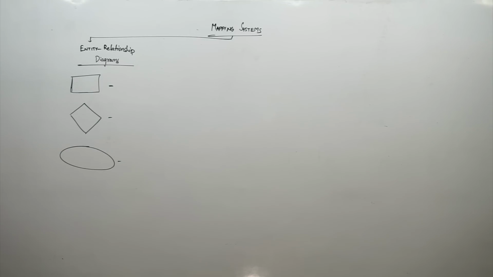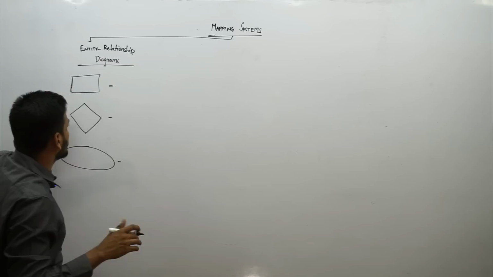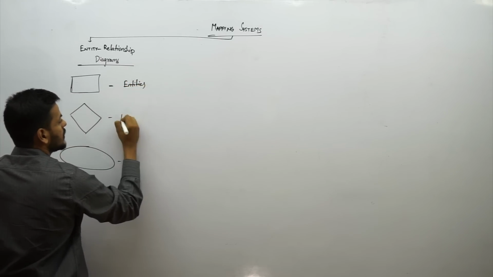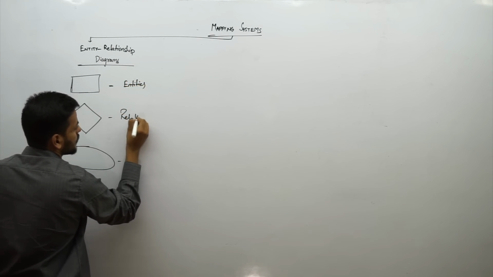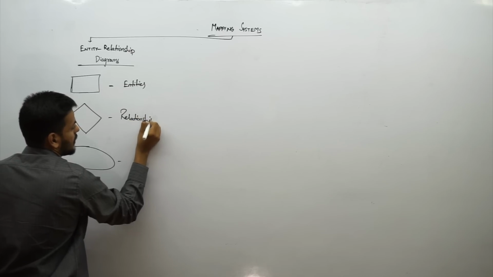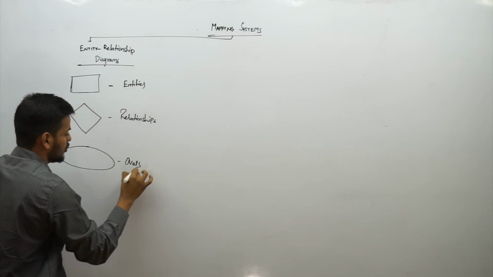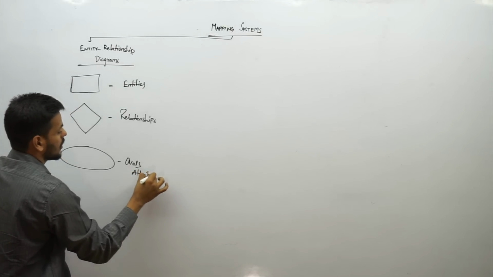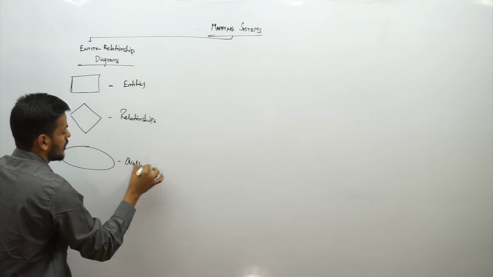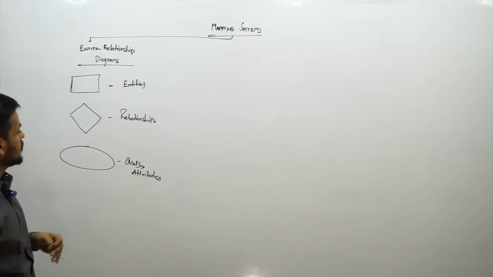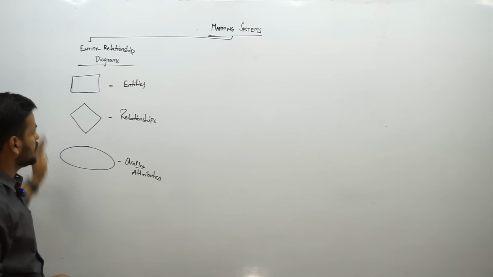So when you're talking about mapping systems, we have 3 things. All the world items are modeled into entities here. Then diamonds, we have relationships. And then, of course, ovals we have for attributes. That is what it is all about. So this is what an entity relationship diagram is all about, 3 parts.